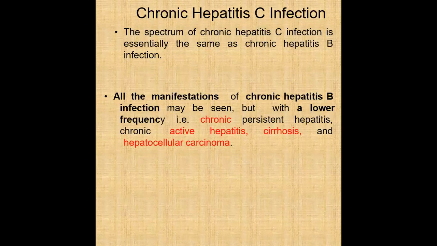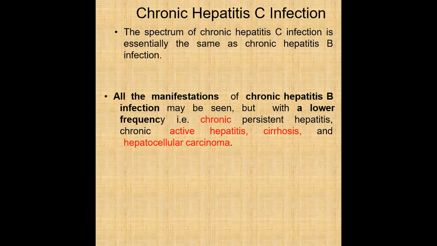Then all the manifestations, just like the signs and symptoms of chronic hepatitis B, are the same in hepatitis C. It may be seen, but with a lower frequency, that is chronic persistent hepatitis. It means that if attacks of hepatitis are found repeatedly, if the patient feels ill repeatedly and frequently, the patient may have hepatitis C infection. Then you observe a lower frequency.